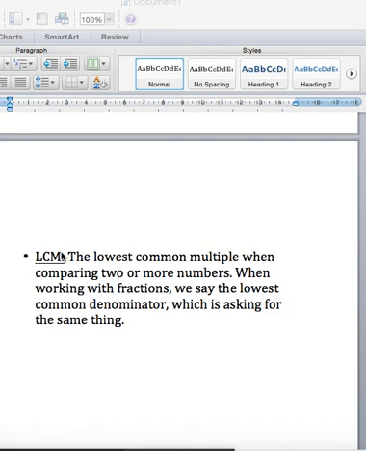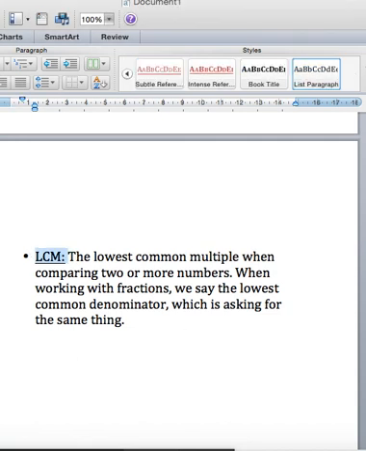Now, the last important keyword we're looking at are the lowest common multiples. Okay, this is also confusing for students. But if you ever get stuck, it's the same thing. So if you read this, the lowest common multiple is when we compare 2 or more numbers, okay? When working with fractions, we say the lowest common denominator, it's actually asking the same thing. So I'm sure you've heard of, when you had 2 fractions, what's the lowest common denominator? That's exactly the same thing as saying, what is the lowest common multiple?